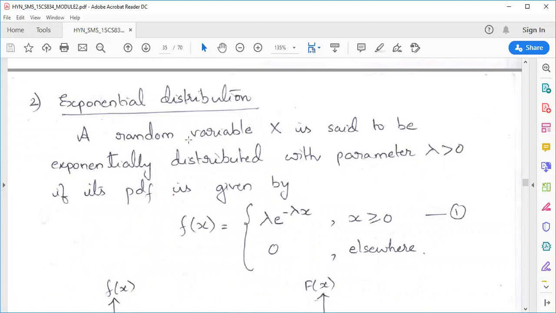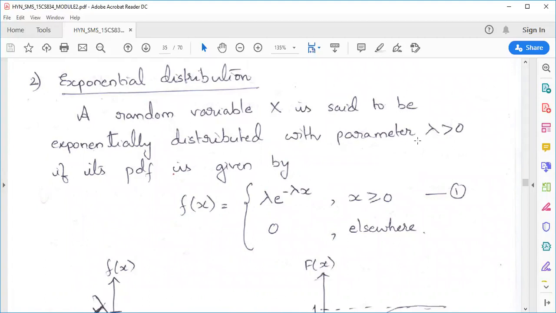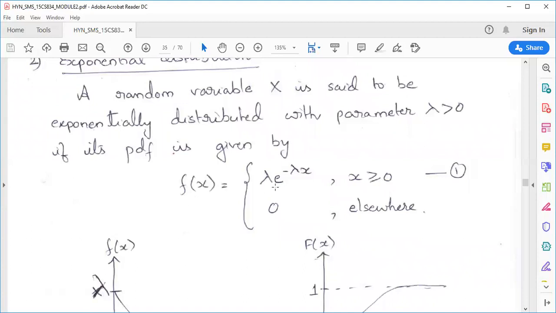A random variable capital X is said to be exponentially distributed with the parameter lambda, where lambda is greater than 0, if its PDF, the probability density function, is given by f of x is equal to lambda e power minus lambda x for x greater than or equal to 0, and it is 0 otherwise, right.